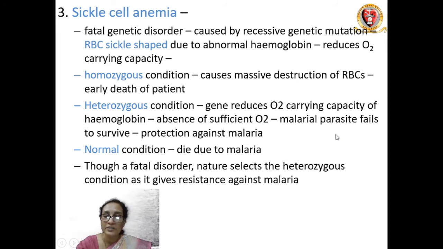So though this is a fatal disorder, nature selected the heterozygous individuals and gave them resistance against malaria. Though in an environment where such a fatal disease should never be passed on to the next generation, this gene survived in the heterozygous condition because it protected the bearers of this heterozygous gene against malaria.